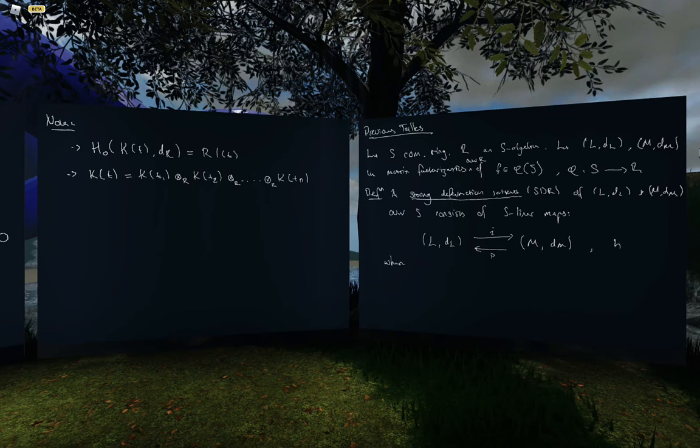Where PI is the identity, IP is homotopic to the identity via H, and HI equals 0, H squared equals 0, and PH equals 0, right? These three properties at the end are what make the deformation retract strong. If we didn't know that these were true, then we would just have a deformation retract.